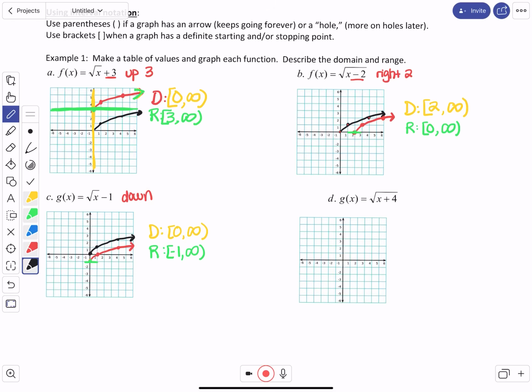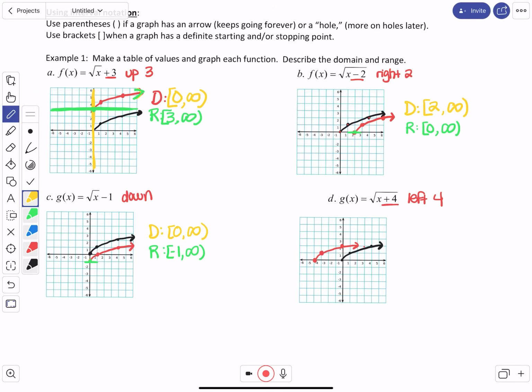Now for D, so here are my original points. Now let's look and see what it's doing. It's got a +4 on the inside. So remember, inside shifts mean it's a shift left or right. So a +4 means it's going left 4. So each point I'm going to go 1, 2, 3, 4, meaning I'm going left 4. 1, 2, 3, 4. And 1, 2, 3, 4. So here's my new graph.